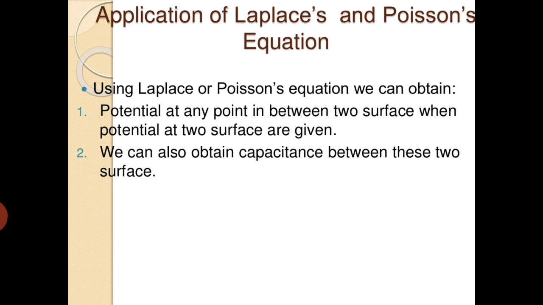So what are the applications of Laplace and Poisson's equation? Using them, we can obtain the potential at any point in between two surfaces when the potential at the two surfaces is given. This is the first application.